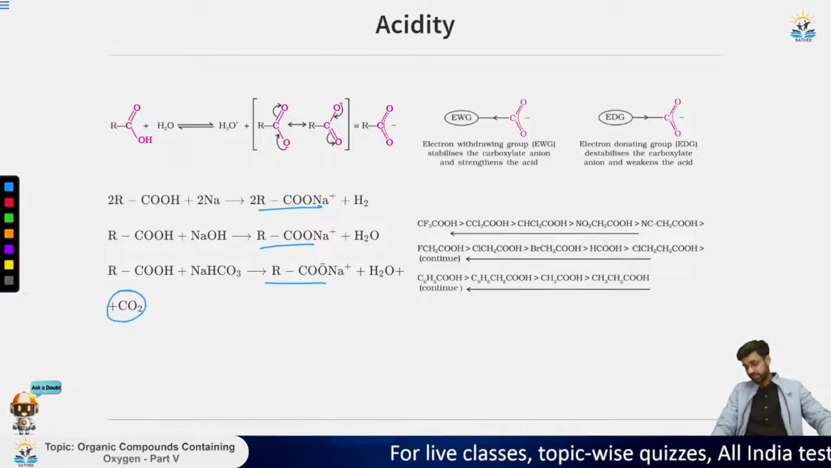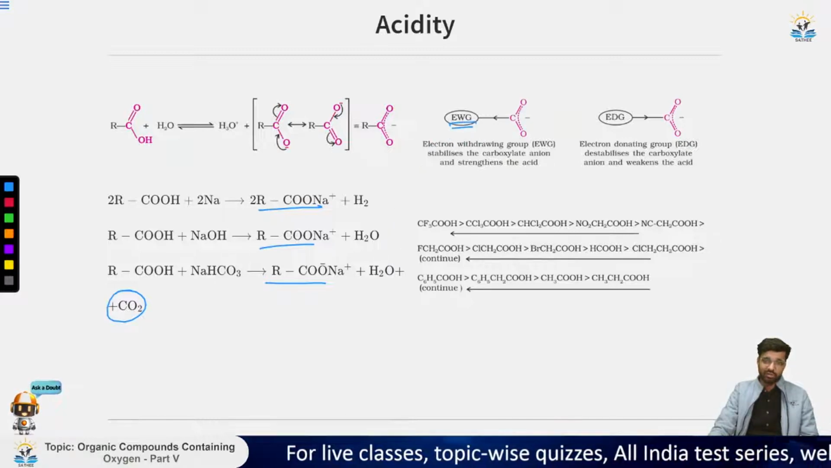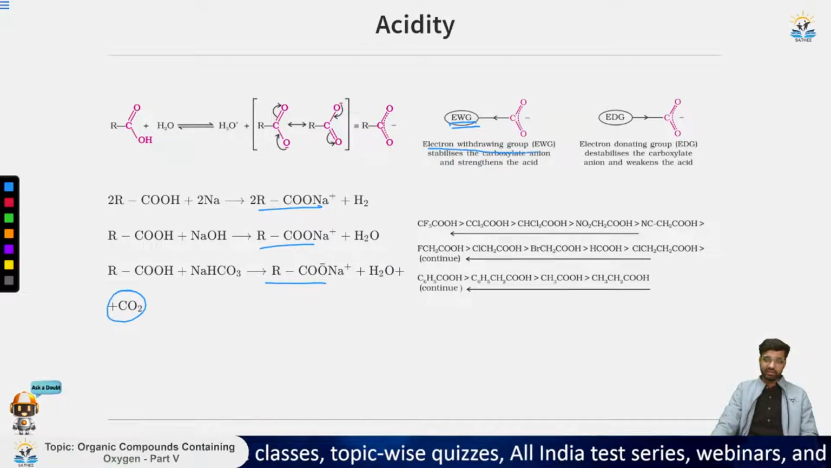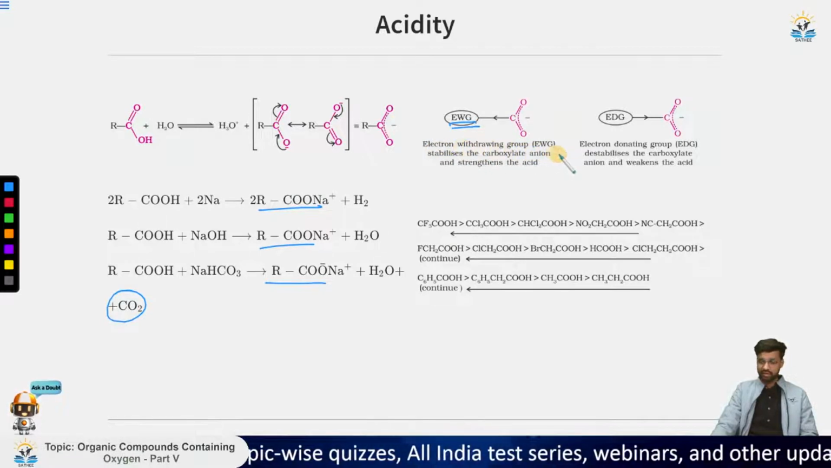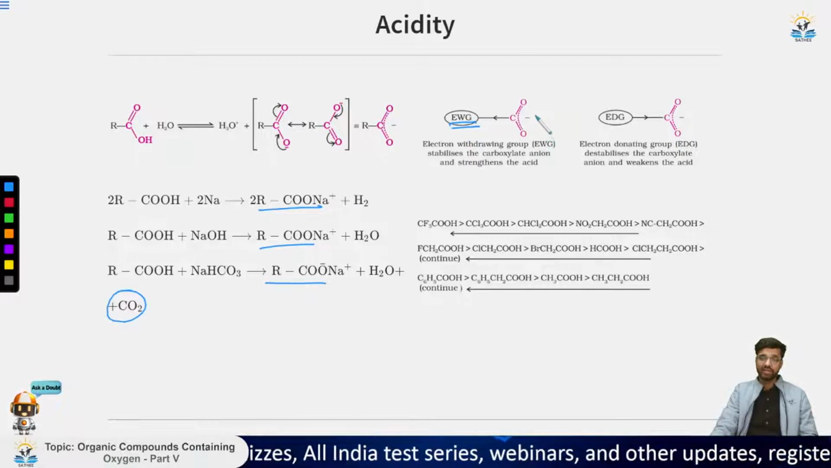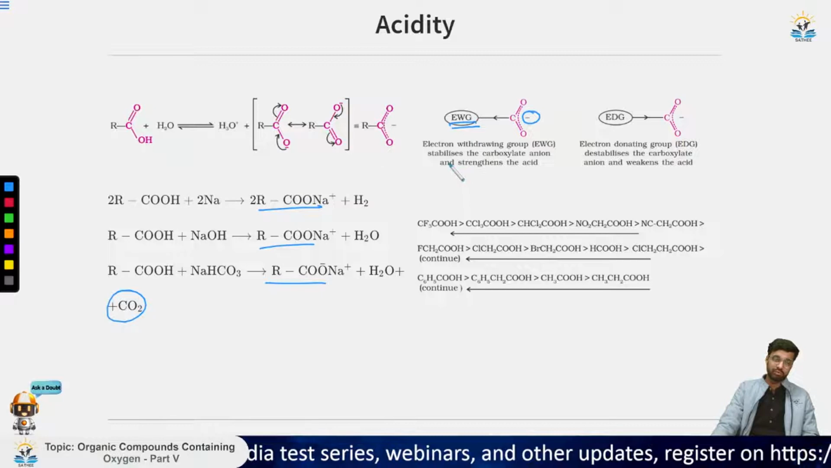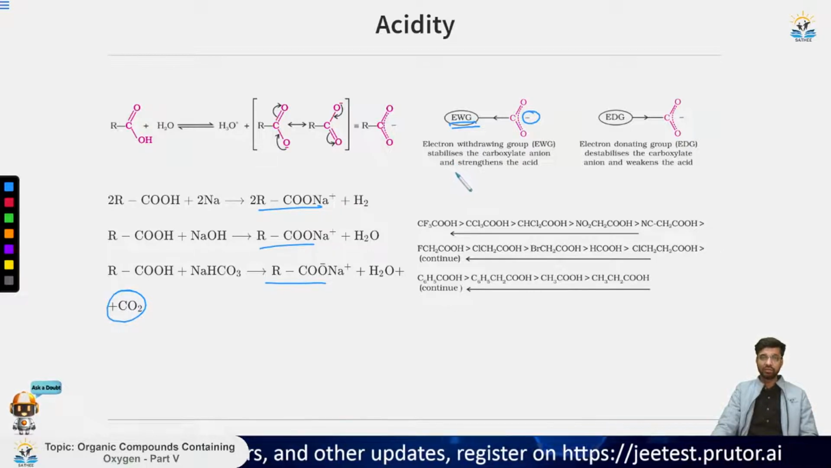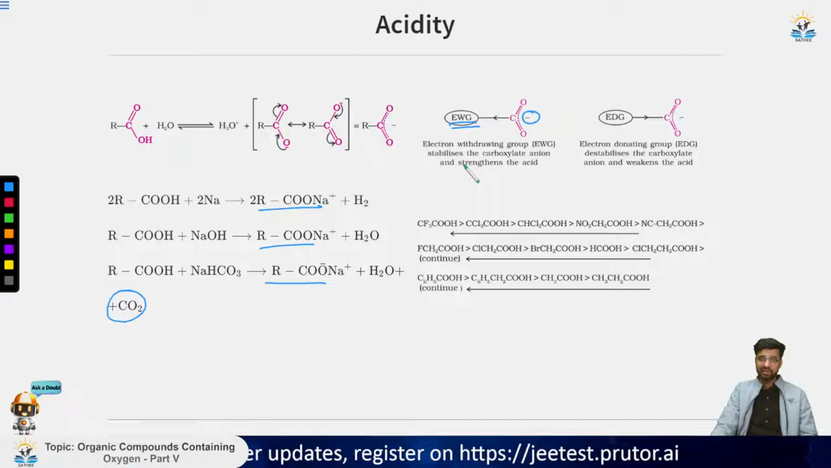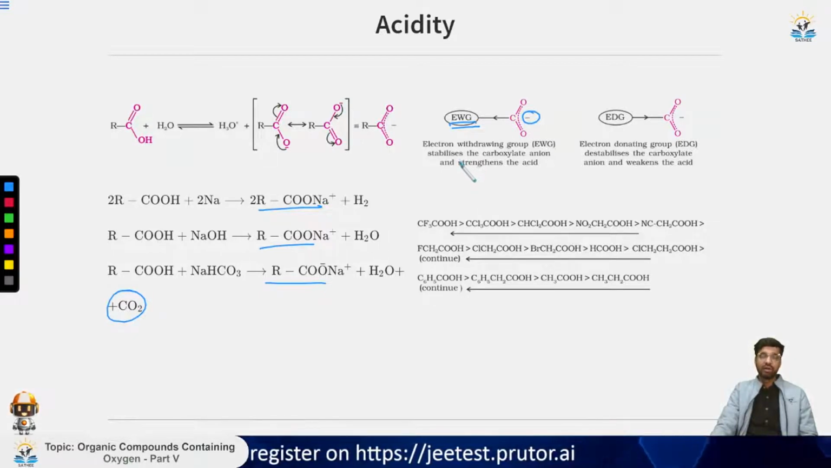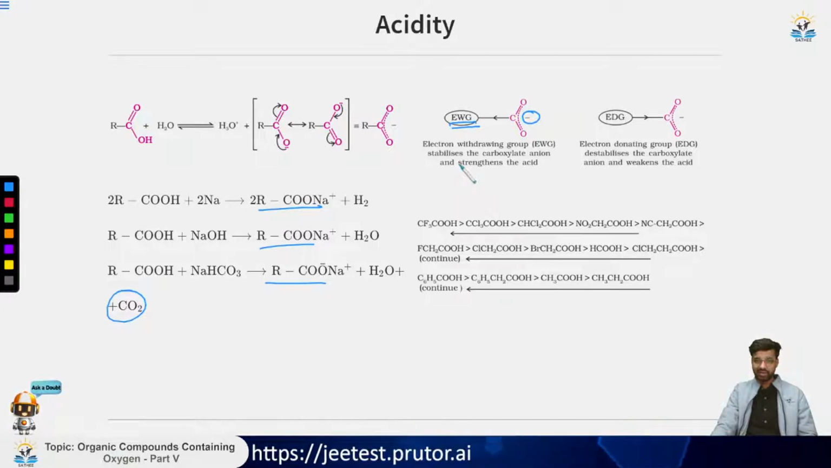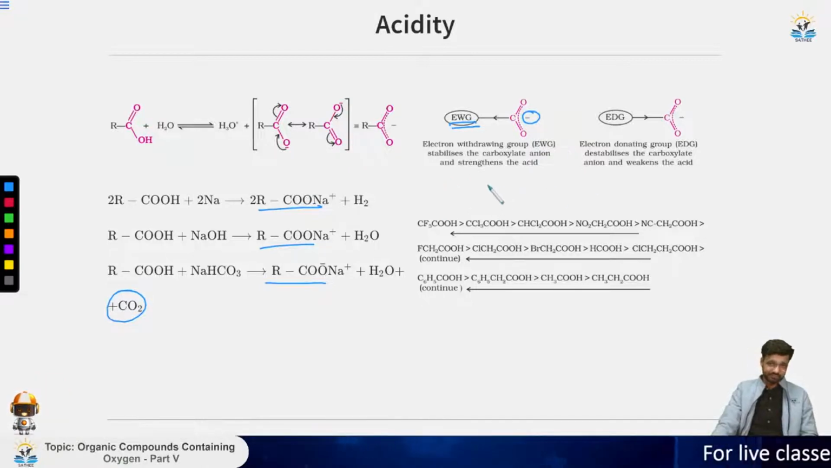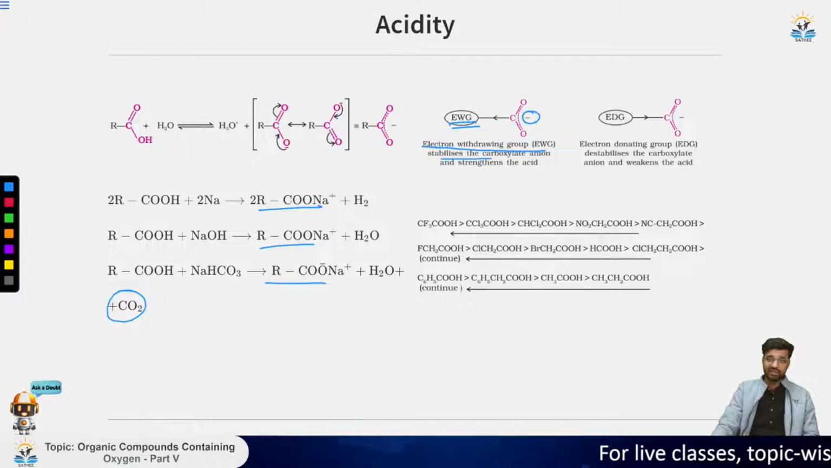Now next, one simple thing to be noticed here is that if we introduce an electron withdrawing group to this carboxylic acid, then its acidity will be increased, because the negative charge is stabilized by this electron withdrawing group. Everything moves toward charge neutrality. So if a negative charge is present on the carboxylate ion, it must be neutralized. It can be neutralized either by resonance, or by attaching an electron withdrawing group, which will remove this electronic burden on the carboxylate ion. So an electron withdrawing group stabilizes this carboxylate anion.